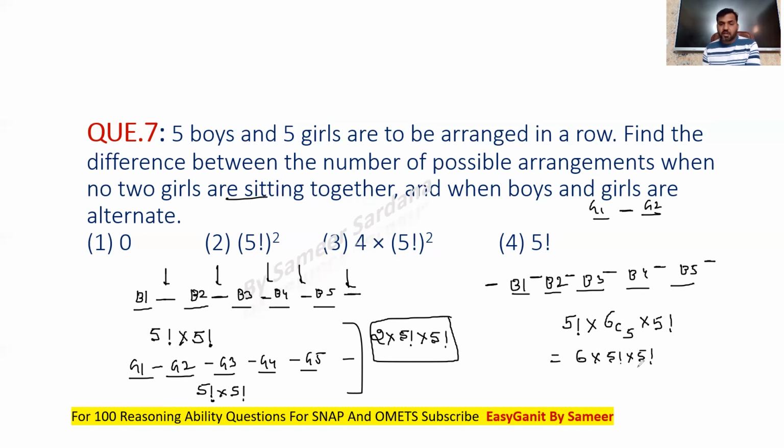We are supposed to find out the difference between these 2 cases. The difference between these 2 cases will be 6 into 5 factorial raised to power 2 minus 2 into 5 factorial raised to power 2. Now, if you take 5 factorial raised to power 2 as common, 6 minus 2 will be 4. This is the correct answer, which is option number 3, everybody. Moving on to the next question, let's have a look at question number 8.